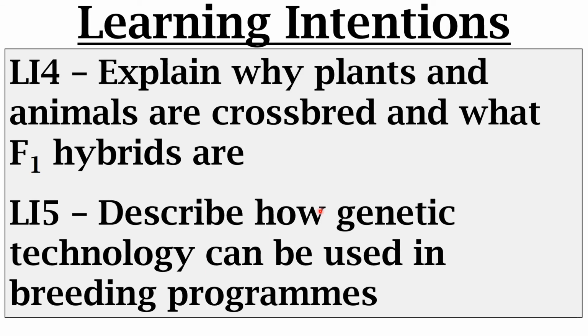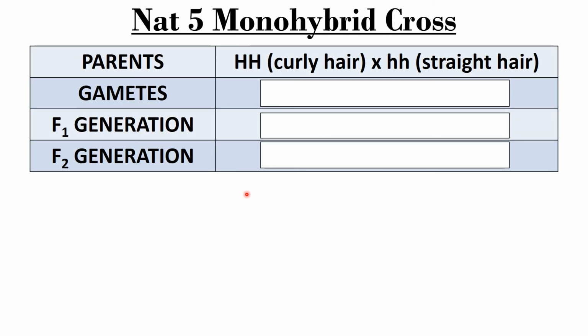So last part of this is to explain why plants and animals are crossbred and what F1 hybrids are, and then finally everything we've talked about is, well, I suppose it's natural in the sense that there's no technology involved. Humans have just manipulated which animals or which plants to breed, to produce offspring from. The last bit is to describe how genetic technology can be used in breeding programs. So again, just a wee bit of revision, so we know what we're looking at here, and when we talk about F1 generations.